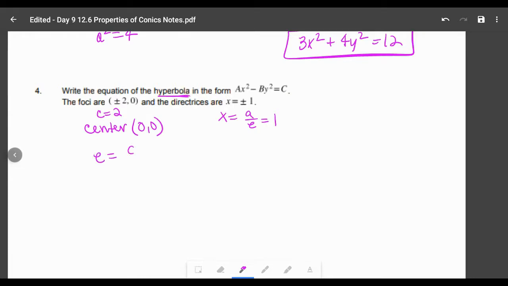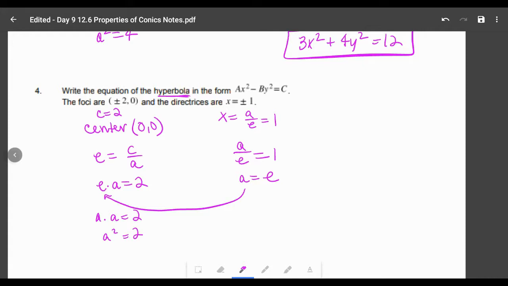Now the eccentricity formula is e equals c over a. And we do know c, we know that that is equal to 2. So I can do e times a is equal to 2, and a over e is equal to 1. So I'm going to try to substitute. So if I multiply each side by e, I get a equals e. All right, so I can now substitute. a can go in for e, so I would get a times a is equal to 2, which is a squared equals 2. And now I just need to figure out what b squared is.